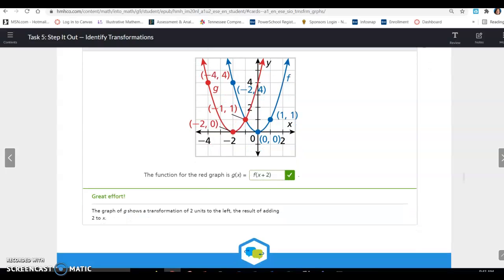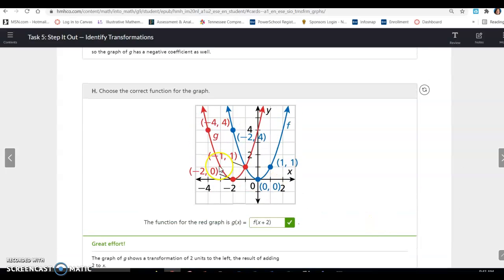All right, so that's how you identify transformations on their graph. If you have any questions, please let me know.